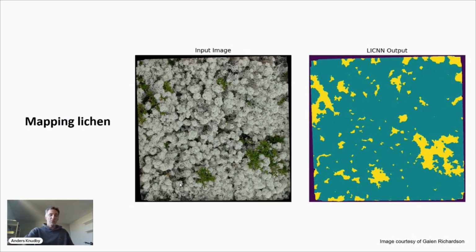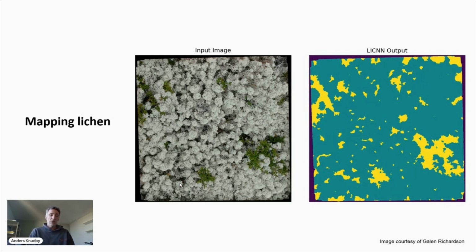In another project, one of my students has developed a model to map lichen, which is an important food for woodland caribou, a species listed under the Species at Risk Act in Canada. So he cleverly names his model LICNN, because that's the kind of model it is. It is a CNN model.